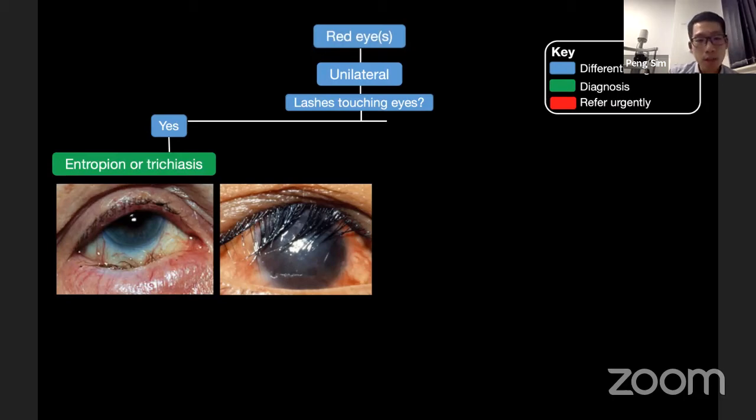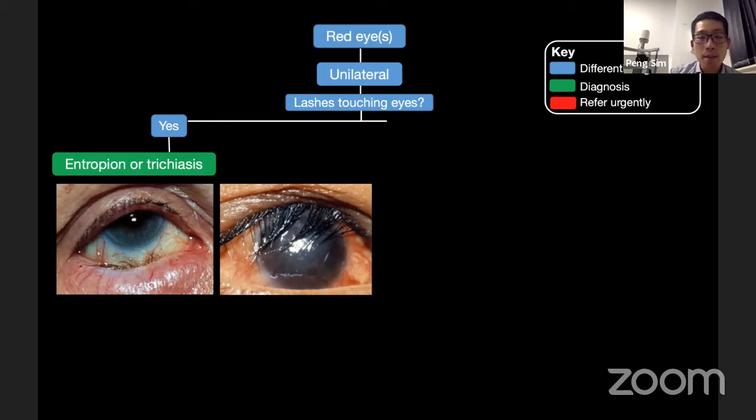The picture on the right is a picture of trichiasis. The difference between trichiasis and entropion is that in trichiasis, there is no abnormality of the eyelid itself. The abnormality is just with the eyelashes themselves, so there's misdirected growth of the eyelash. Usually, this is a result of badly done lid surgery or some previous trauma.